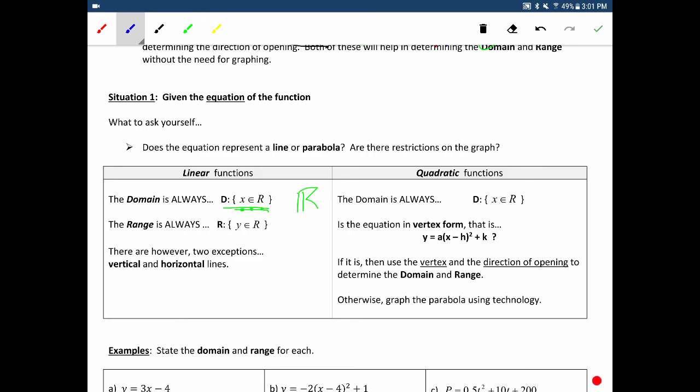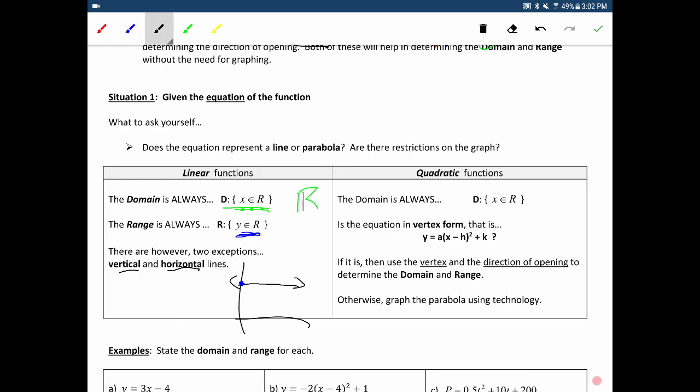And the range is going to be exactly the same thing. It's going to be that y is an element of the real numbers. y can be anything for any line. And there are two exceptions, of course: vertical lines and horizontal lines. That makes sense because if I draw a quick sketch here of a horizontal line, which goes like that, there's only one y value that's allowed. That's the only y value you're allowed.